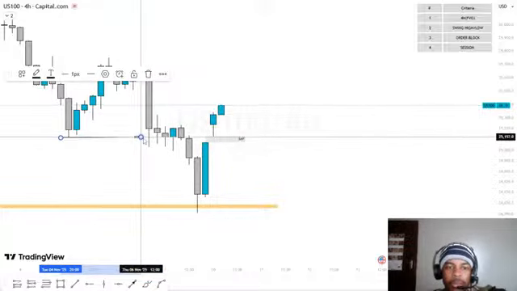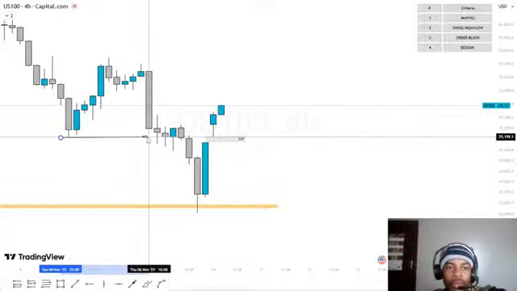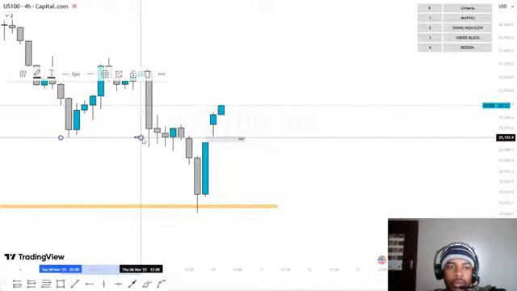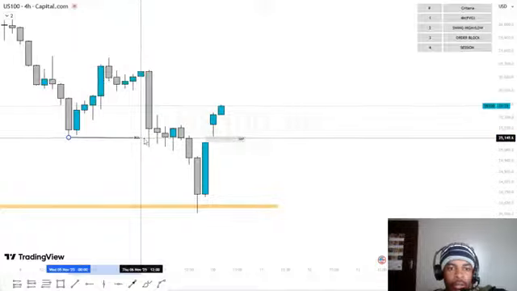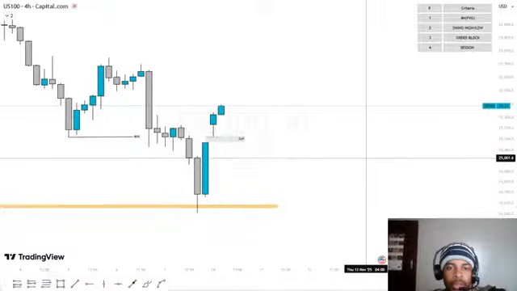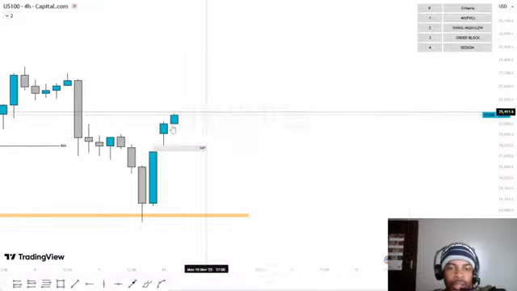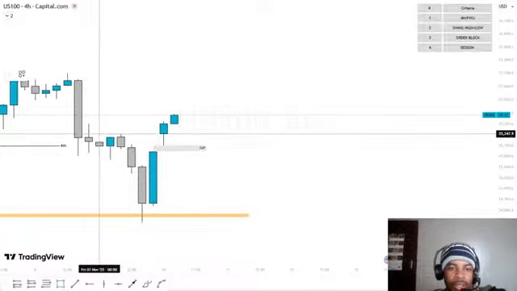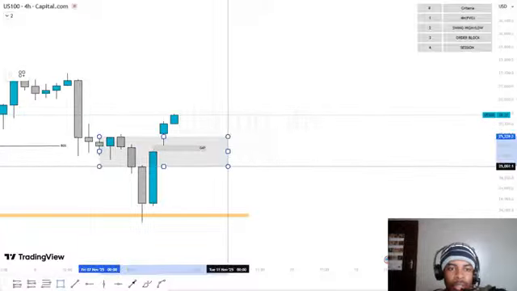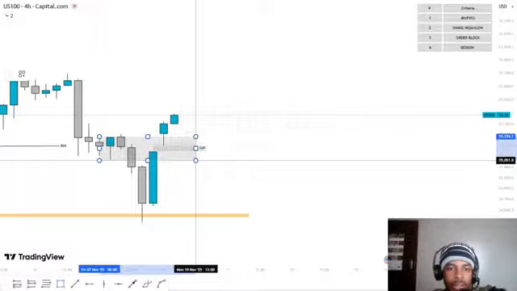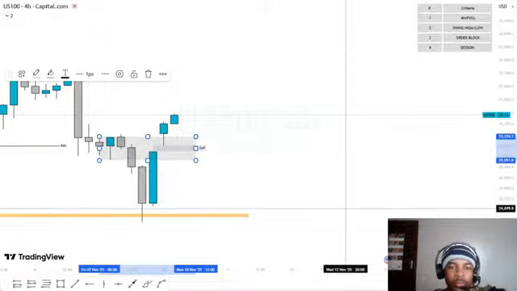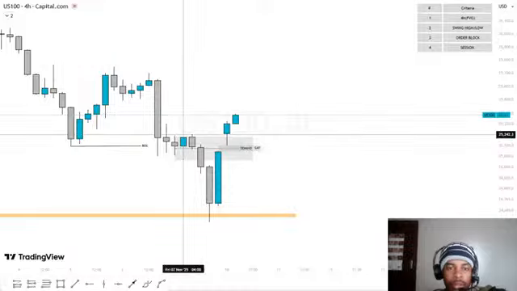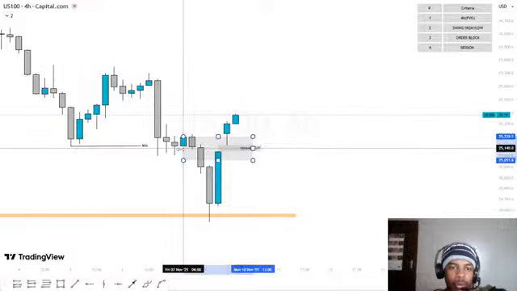Right now I'm looking for bullish momentum. As I can see, there's a supply that has been broken, which is now our demand, which is our order block.